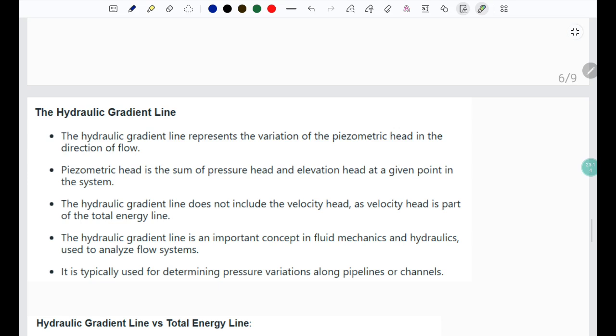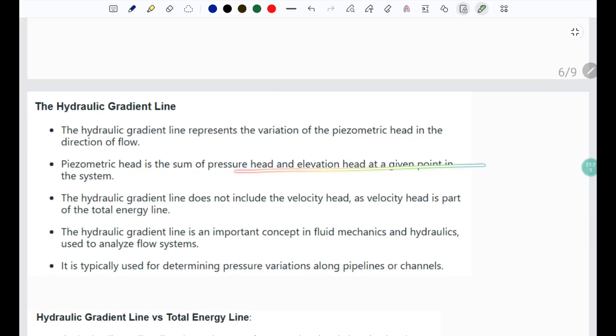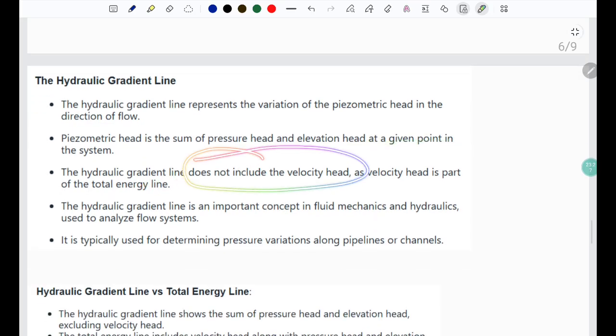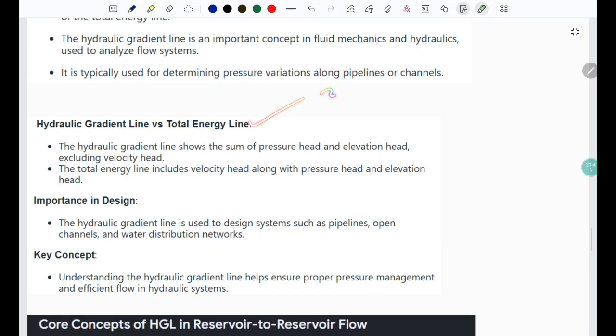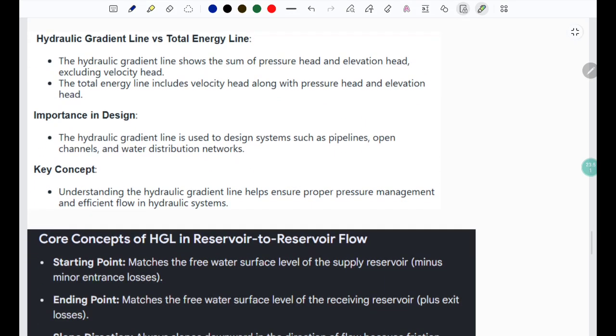First things first, the hydraulic gradient line represents the variation of piezometric head, which is P by rho g plus Z, that is, pressure head plus the datum head. It does not include the velocity head, that is part of the total energy line. That is why the total energy line and the hydraulic gradient line are separated by a kinetic head. It is an important concept in fluid mechanics and hydraulics, typically used for determining pressure variations. It is important in the design of pipelines, open channel flow, and water distribution.